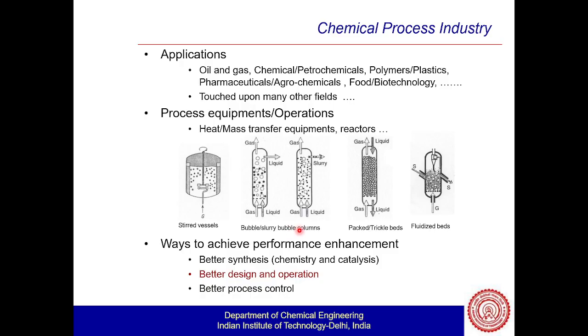And slurry bubble column reactor, in that case, we have three phases. So one is gas, another one is liquid, another one is solid. So this gas and the liquid and the solid, the three phases basically react with each other. The solid can be a catalyst and the gas and the liquid are basically reacting with each other. And going to the packed or the trickle bed reactor.